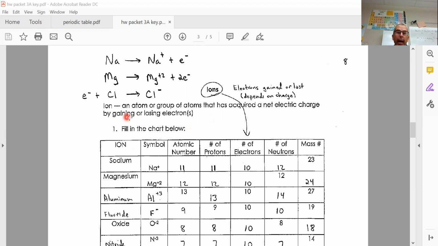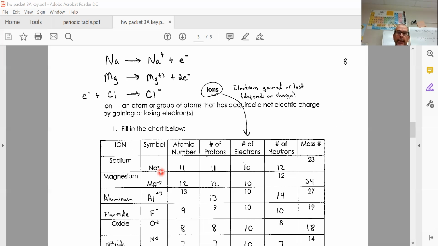So we're talking about ions here, and I'm going to go to this element, sodium. If we look at the periodic table, we're going to see that its atomic number is 11. Because its atomic number is 11, it's going to have 11 protons. But notice it says it's a sodium ion with a plus charge. So you're given that it's a plus charge, which means that it's going to either gain or lose electrons.